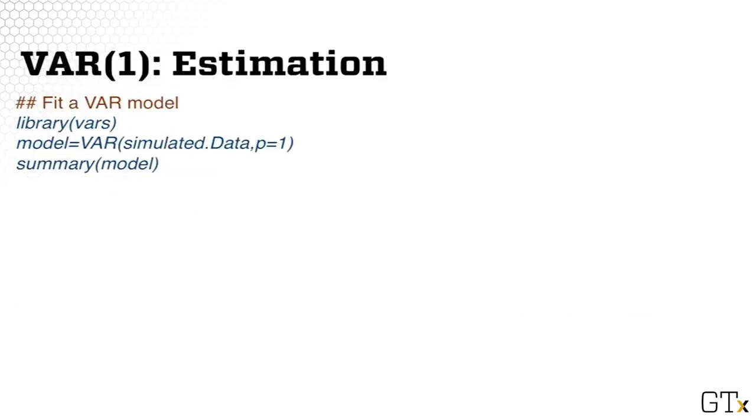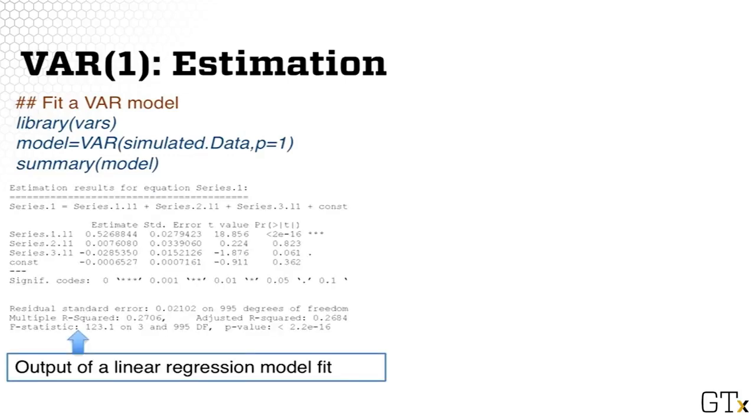The most common R command used to fit a VAR model is the VAR command from the vars library. The input in the VAR function is a matrix of time series where each column corresponds to 1 time series and each row to 1 time point. We also need to specify the order. Here I use p equal to 1 since we know that the data that was simulated was from a VAR 1 model. The output of this R command is quite complex.